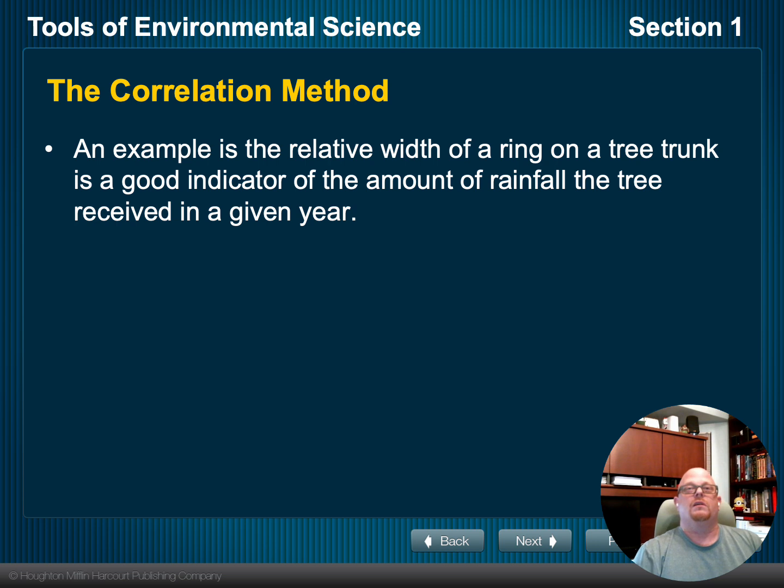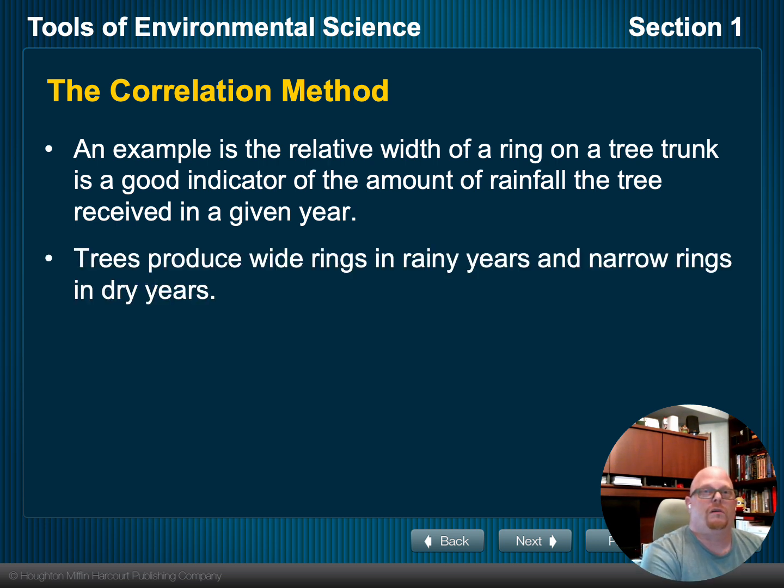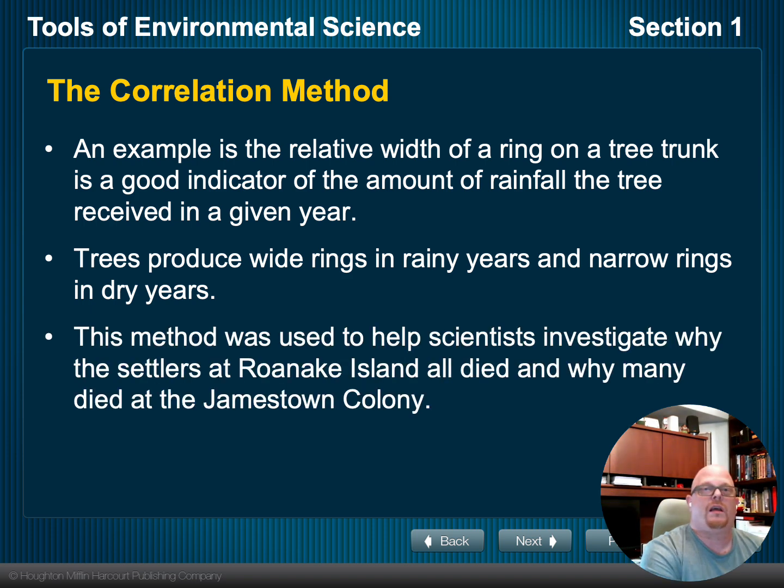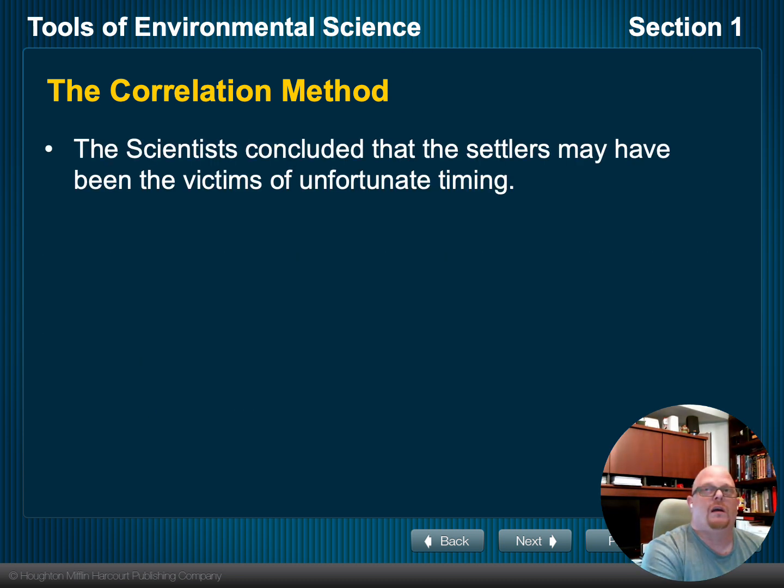An example is the relative width of a ring on a tree trunk. It's a good indicator of the amount of rainfall in a given year. Trees produce wide rings in the wet years, but here's the thing: we don't want to go cut down a bunch of trees to find out if that is true. We might say, hey, we need to find a different way to do that. Maybe when a tree dies and it's cut down, then it's examined.